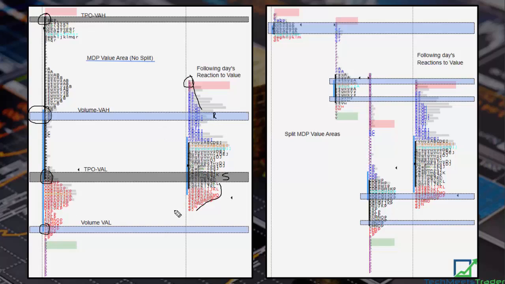When we split the distributions, we can see that we have a D shape followed by a B shape followed by a B shape. After the split, we can see that the value areas also experience a split of their own. Here we can see a value area high and low on this singular distribution, and here we can see a value area high and a value area low here as well.